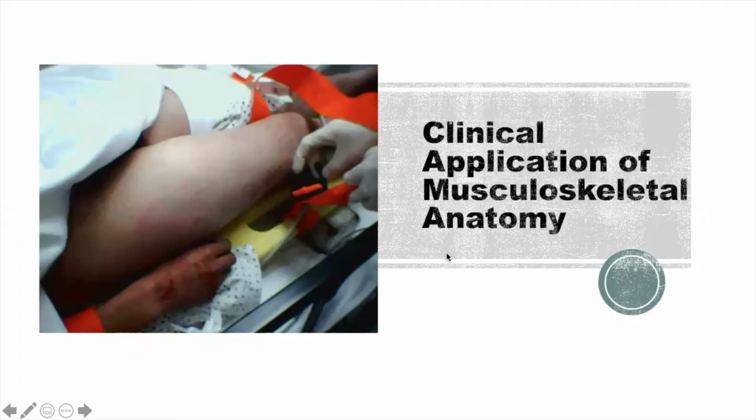So, we're going to talk today about ways that we can apply clinical situations in order to help us learn anatomy a little bit better. And the reason that we're going to do this is because we are going to progress throughout the rest of the term, taking a look at these clinical application questions for a variety of different reasons.